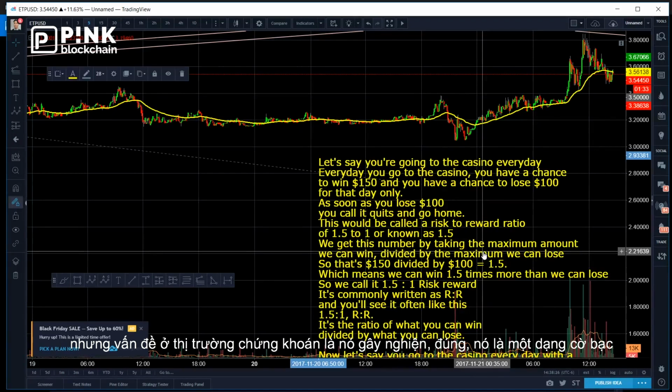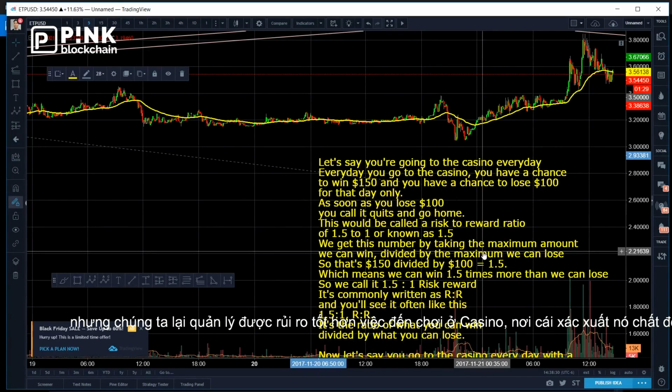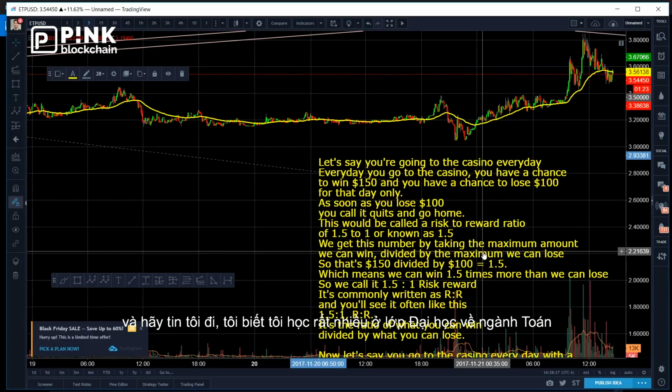But the thing about the stock market is, yes, it's addictive. Yes, it's a form of gambling, but we can manage our risk a lot better than going to the casino where the probabilities are stacked against us, right? At the casino, and trust me, guys, I study this a lot in classes in university for my math major.